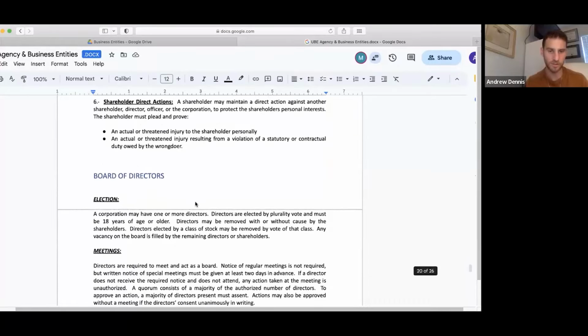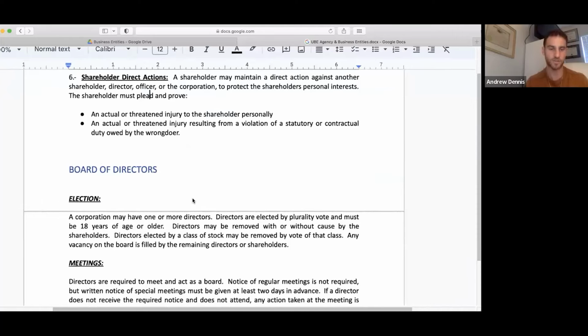Okay, we have board of directors. A corporation may have 1 or more directors. Directors are elected by plurality vote and must be 18 years of age or older. Directors may be removed with or without cause by the shareholders. Directors elected by a class of stock may be removed by a vote of that class. Any vacancy on the board is filled by the remaining directors or shareholders. So the main thing is just that the director has to be someone 18 years or older.